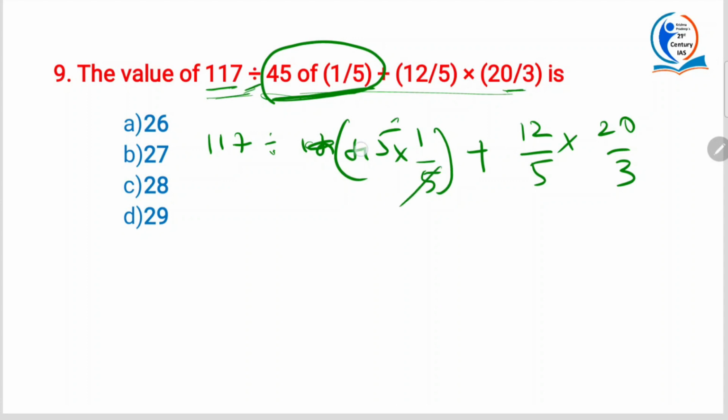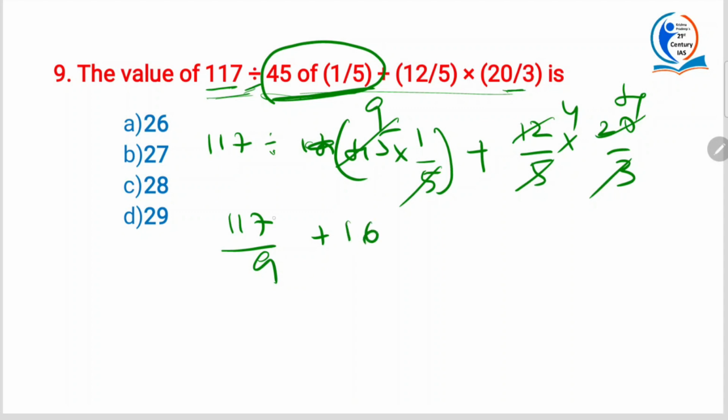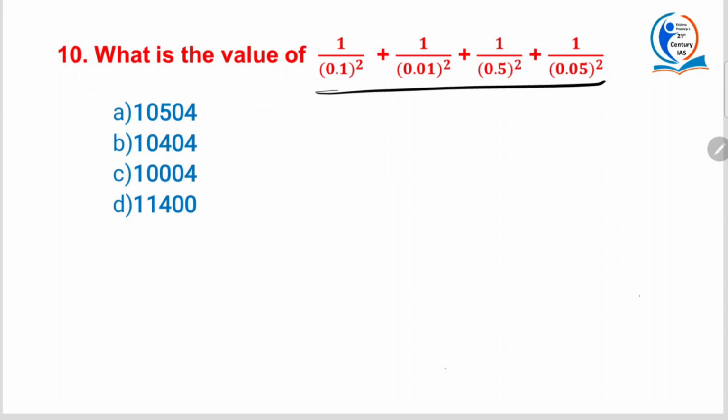Alright, so 5 ones are 5, 5 nines are 45. Alright, so 117 by 9 plus 3 ones are 3, 3 fours are 12, 5 ones are 5, 5 fours are 20, plus 4 fours are 16. Alright, now this one, 9 ones are 9, 9 twos are 18, 9 threes are 27, so 13. 13 nines are 117. So 13 plus 16 is 29. D is the answer.